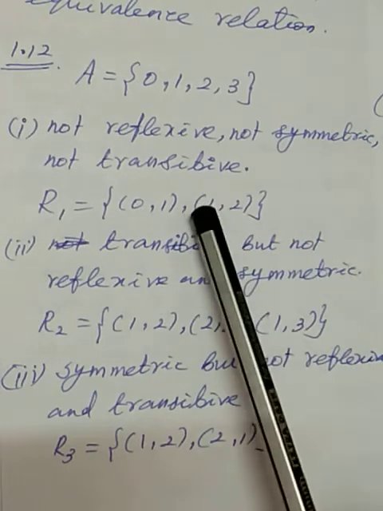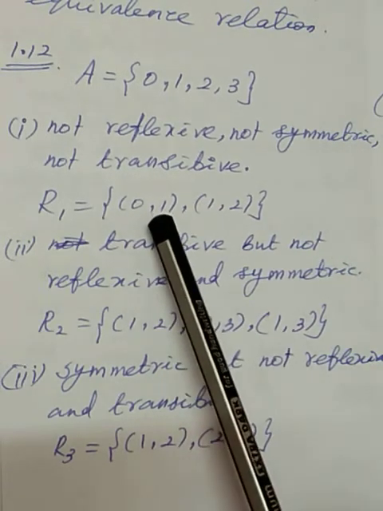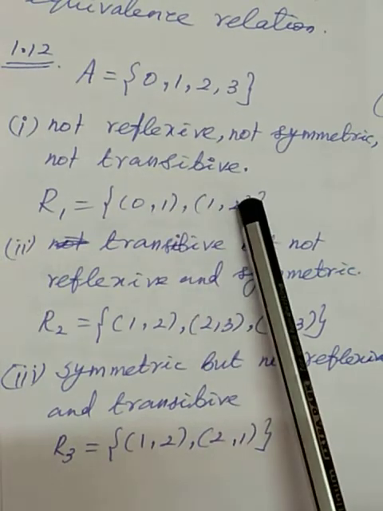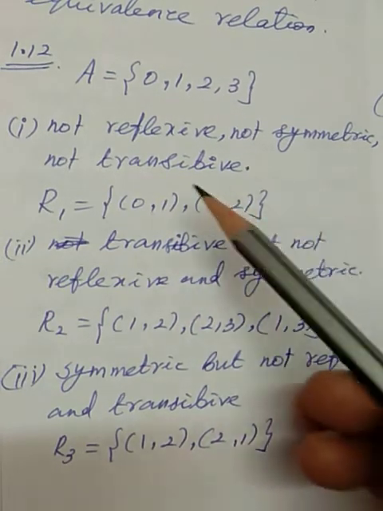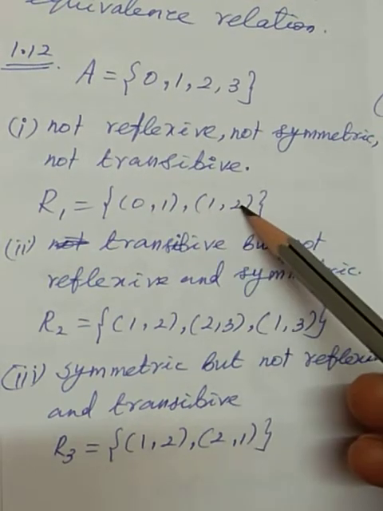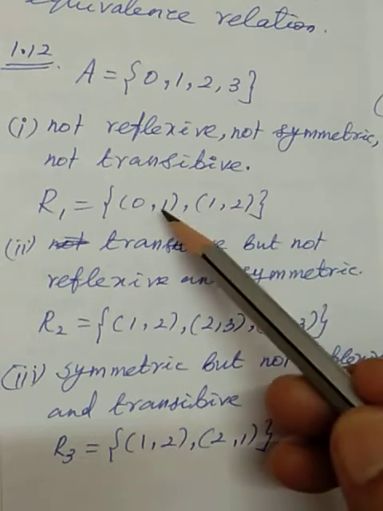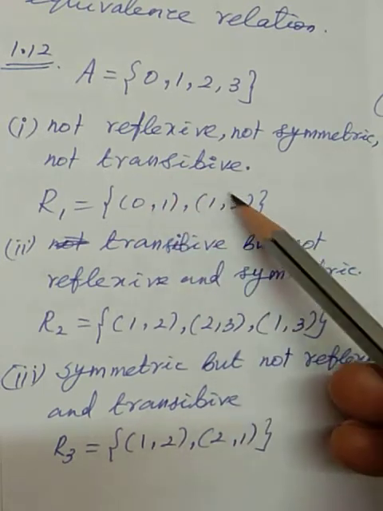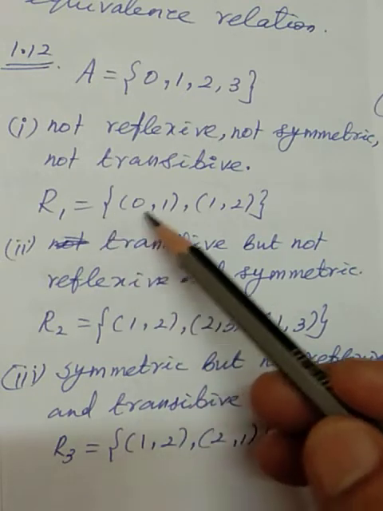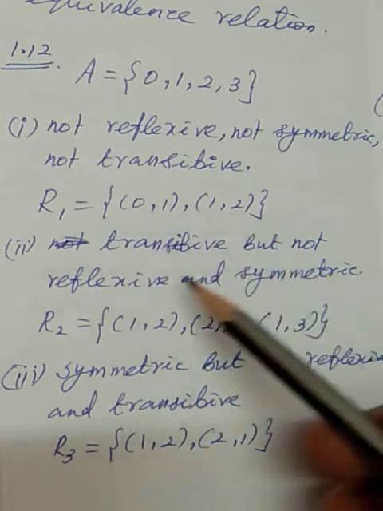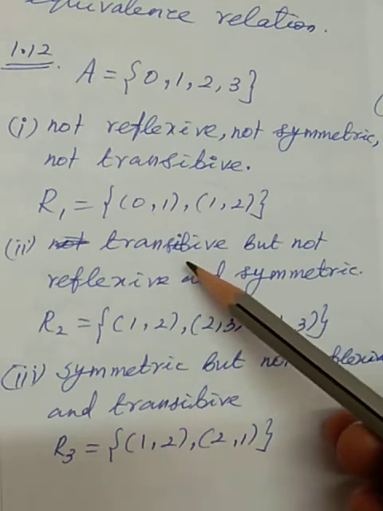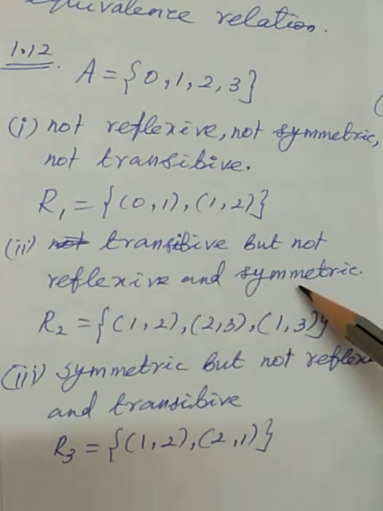And verify for transitive. (0,1) belongs to R1, (1,2) belongs to R1. If it is transitive, then (0,2) must be in R1. (0,1) and (1,2) means (0,2), but (0,2) does not belong to R1, and hence it is not transitive. The second case, they asked to find a relation transitive but not reflexive and symmetric.